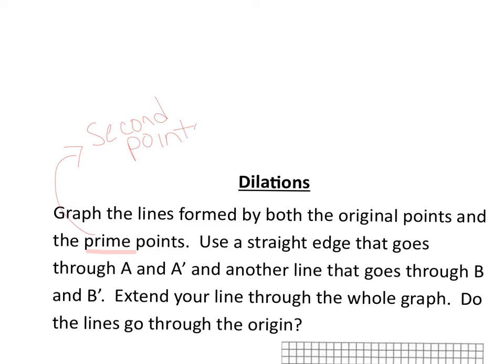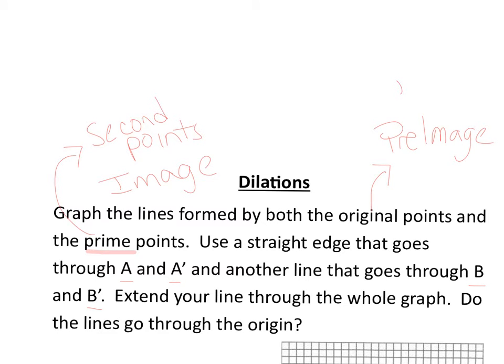So, for example, the original points are going to be called the pre-image, whereas your second points, your prime points, are going to be called the image. And the reason for this is you're going to have two figures put on your graph at any given point. And for the prime points, we use an apostrophe to help us denote it. So that's what they mean by A and A prime, or B and B prime.